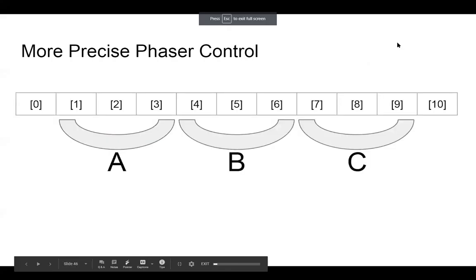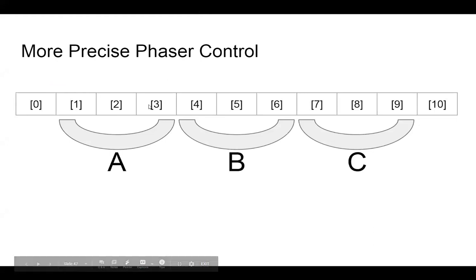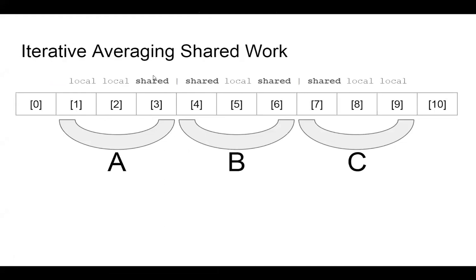All right, so let's press on. Let's talk about some more precise phaser control. One of them is for this fuzzy version, right? In the simple example that I've given on a couple of the quizzes, and we'll talk about more, there's the shared work versus the local work. And the shared work for iterative averaging is if you slice this up, and this is an 11-long array, we slice it into 3 slices, 3 groups.